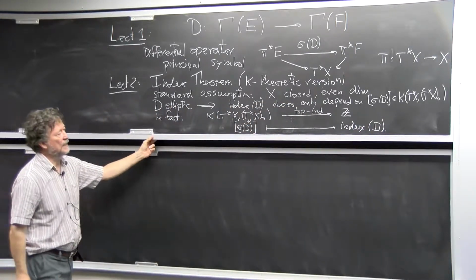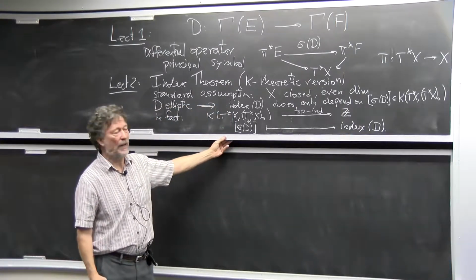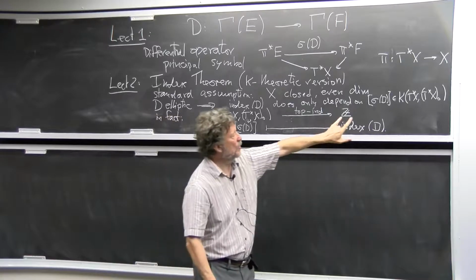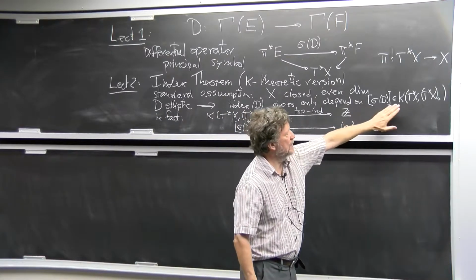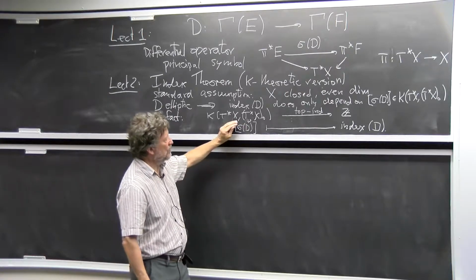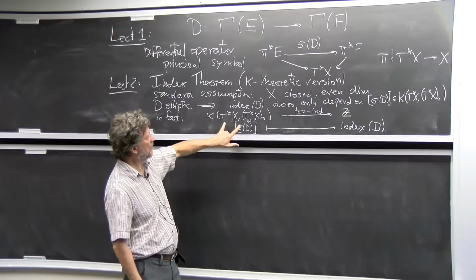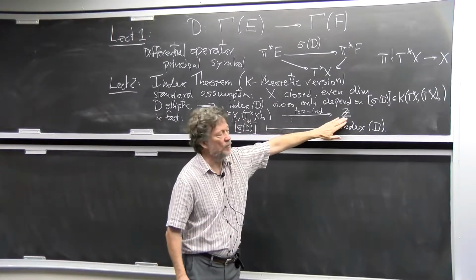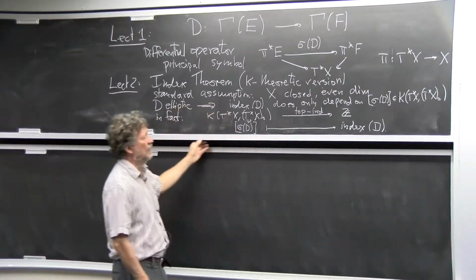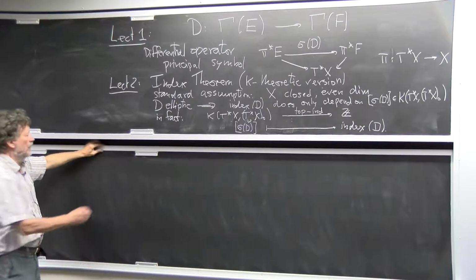So we can calculate, in other words, the index of the operator in a purely topological way by first interpreting its principal symbol as an element of this relative K-theory group, and secondly, constructing this map by homotopy theoretic means from this relative K-theory group to the integers. All right, so that was the main point of lecture 2.